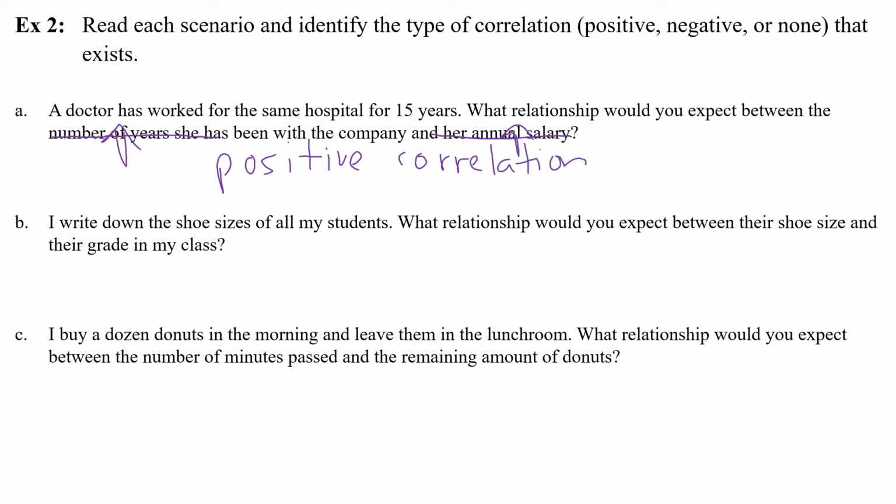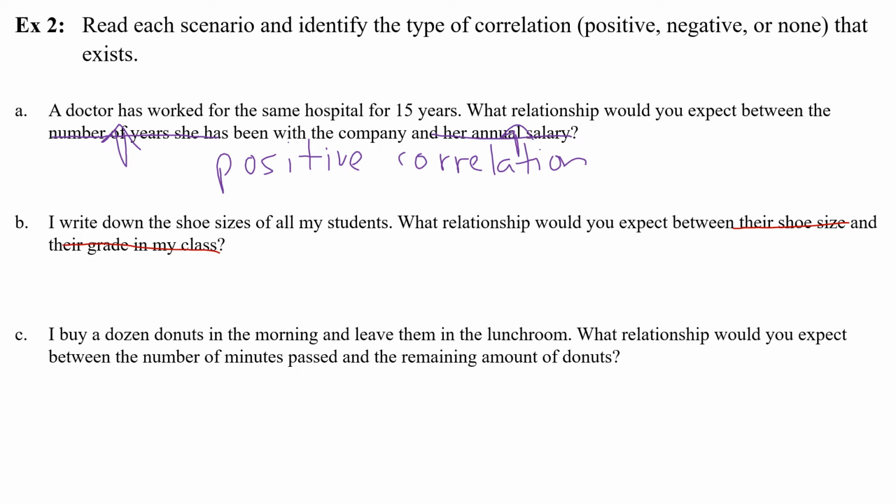All right, B. B says, I write down the shoe sizes of all my students. What relationship would you expect between their shoe size and their grade in my class? So again, before you identify the correlation or the relationship, you need to identify what two variables you're looking at. In this case, I'm looking at shoe size and their grade in my class.